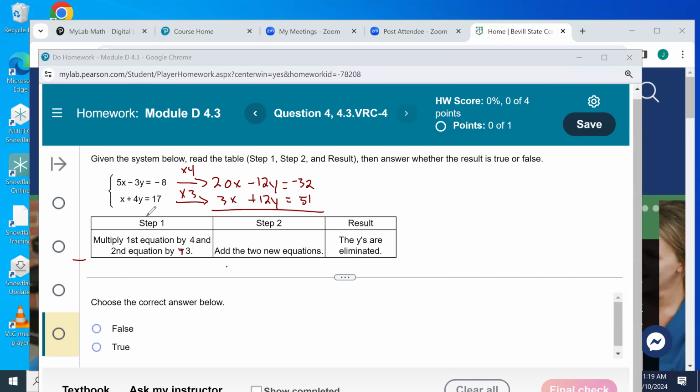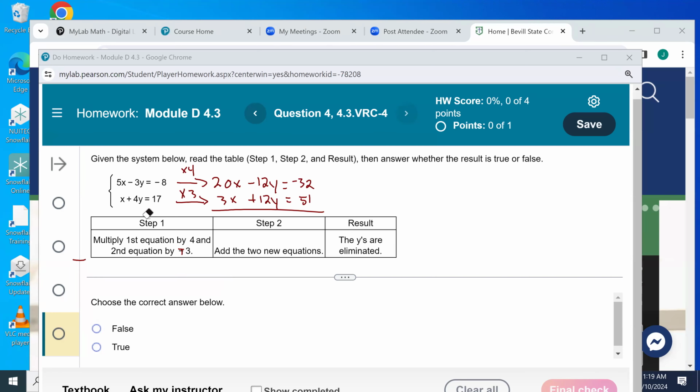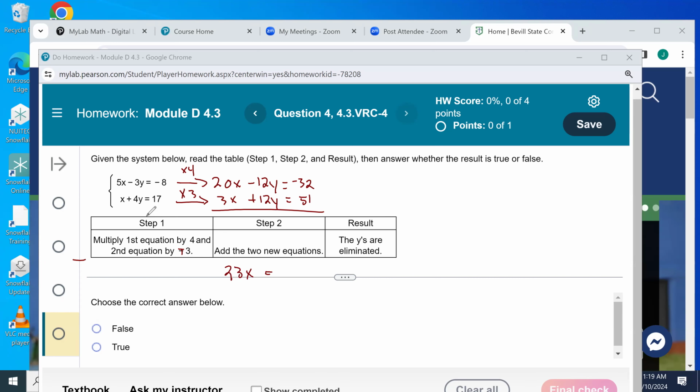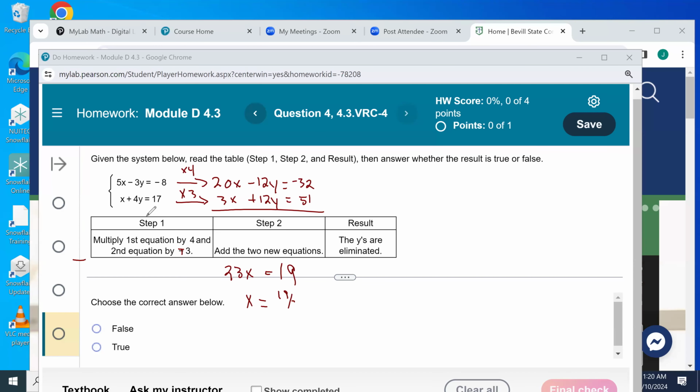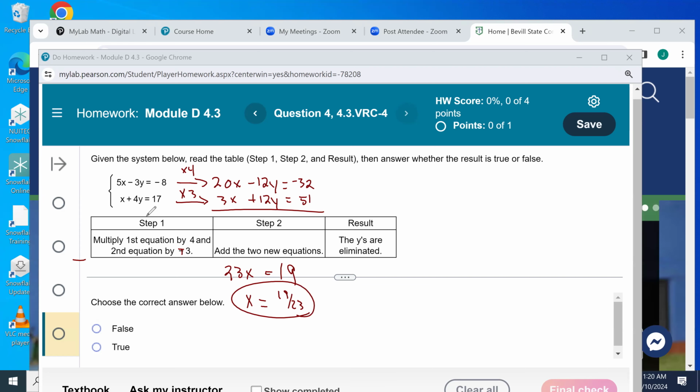So what do I get? 23x equals, and then what does that come out to? 51 take away 32? Is that like 19? Mhm. Okay, I think it's coming out to 19. So x would equal 19 over 23. Yeah, 19 over 23. I could take that and put it up there for x.